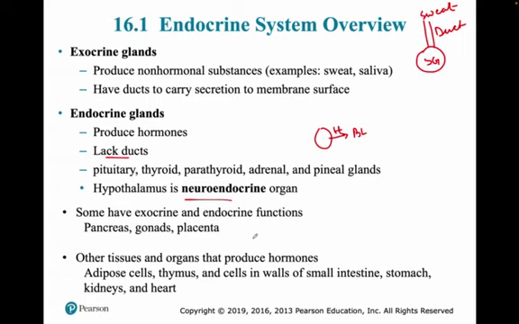But there are some organs which can act as both. They can be endocrine and exocrine, for example, pancreas, gonads, placenta. They can produce a hormone, but they also have a duct. There are other tissues and organs that also produce hormones. We will talk about all of them, like small intestine, stomach, thymus, kidneys, even the heart produces its own hormone.